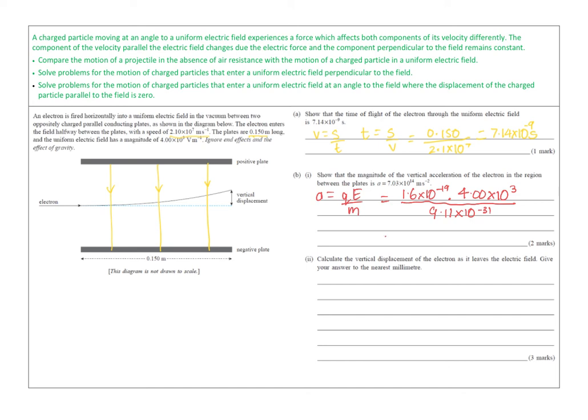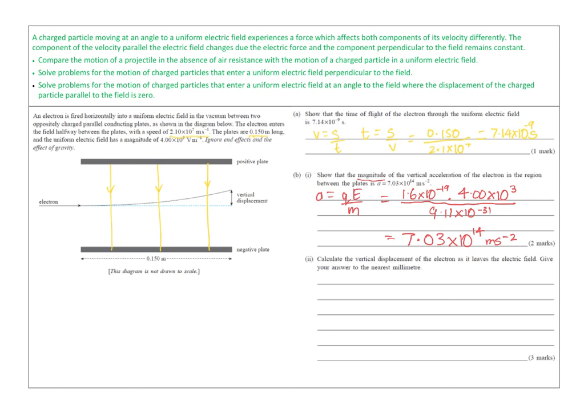We put that all into our calculator and we get 7.03 times 10 to the 14 metres per second squared. Remember, that is acceleration. Also, it says the magnitude, so we don't need to worry about working out the direction. And in part C, calculate the vertical displacement of the electron as it leaves the field. Give your answer to the nearest millimetre.